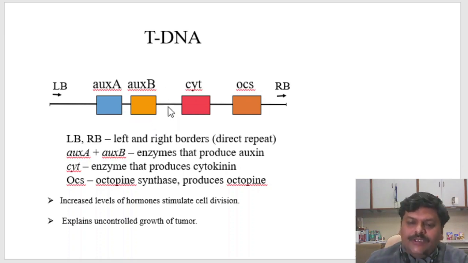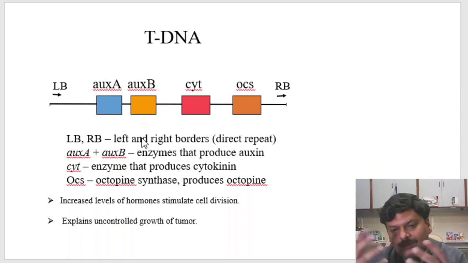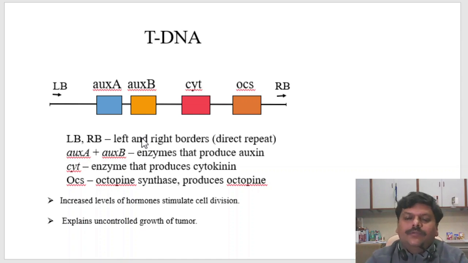Those cells where T-DNA is transferred start making a higher amount of auxin and cytokinin, and when a higher amount of auxin and cytokinin is there, those cells start dividing uncontrollably, and that's why they make this cancer-like or gall-like structure, an unorganized mass of cells called crown gall.